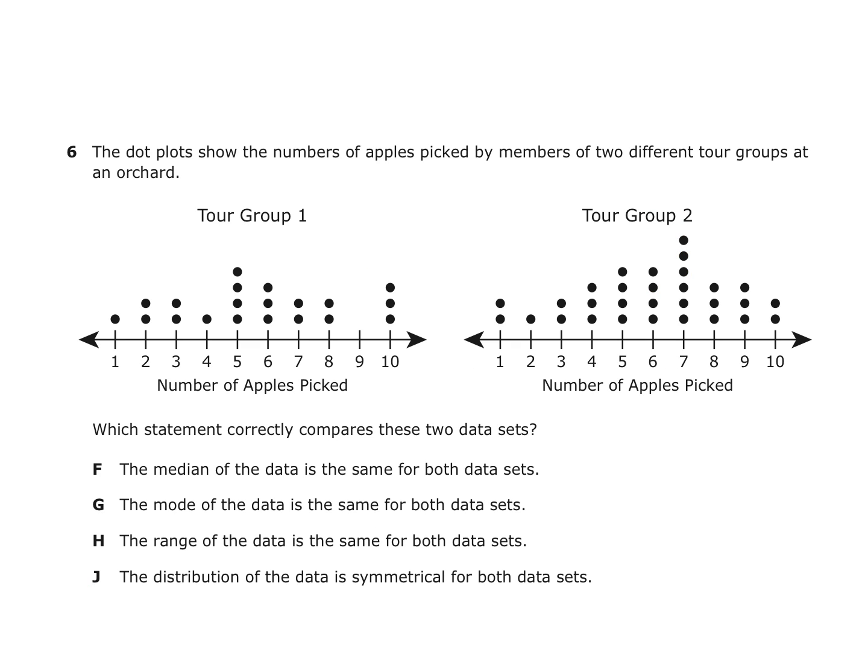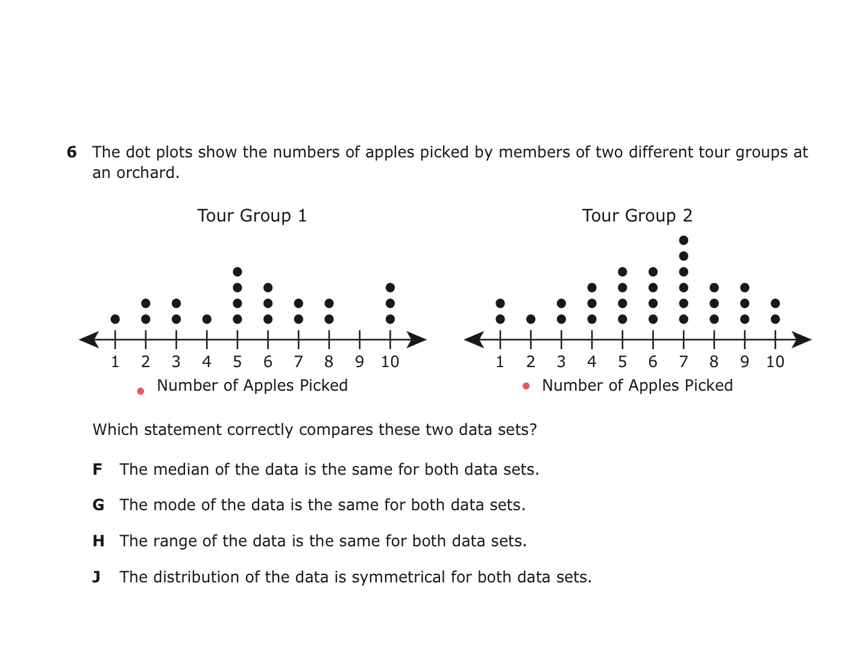Okay, so for problem number 6, you have dot plots that show the number of apples picked by members of 2 different tour groups at an orchard. Tour group 1 and tour group 2. And so you see you have the number of apples that are picked, and then you have the numbers there. So which statement correctly compares these 2 data sets?